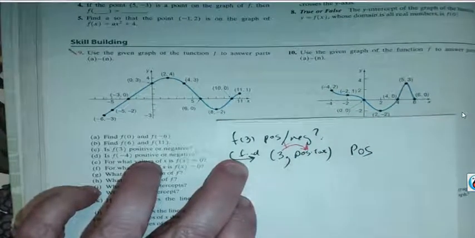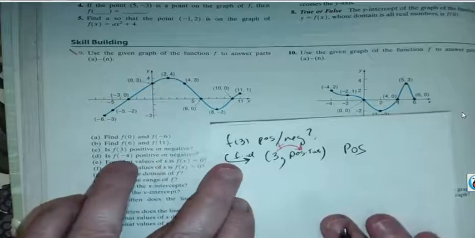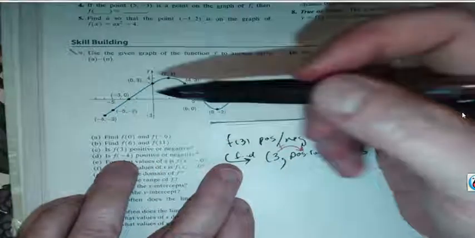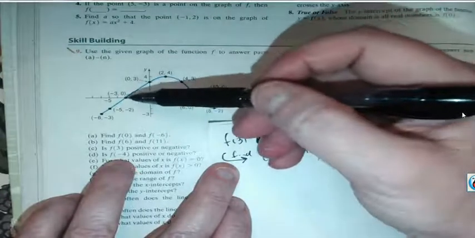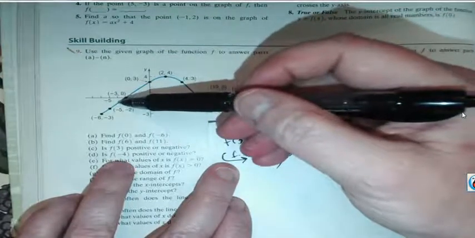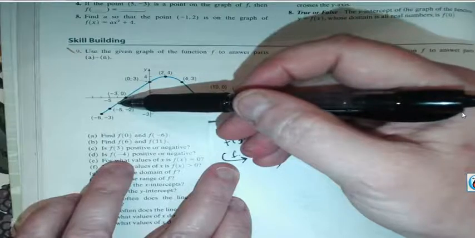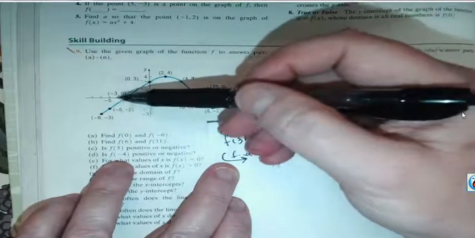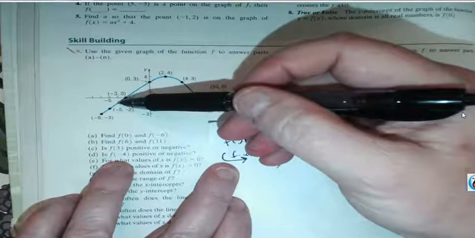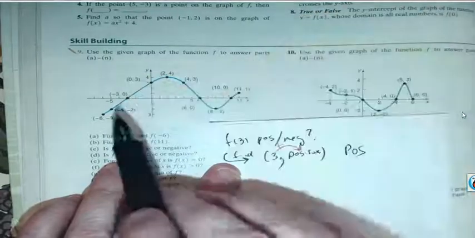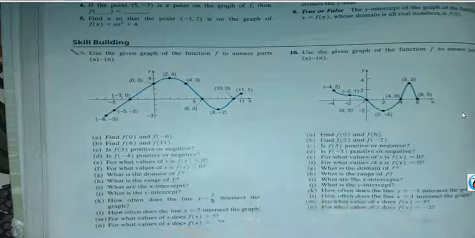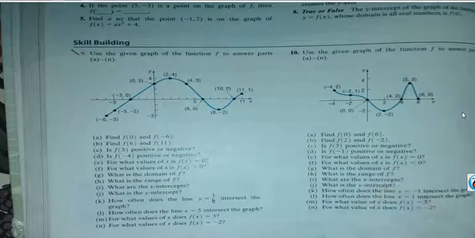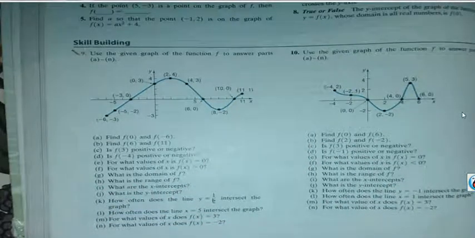Okay. So what is f evaluated at negative 4? You look for the point whose x-coordinate is negative 4. 1, 2, 3, negative 4. There it is. F maps the x-coordinate into that y-coordinate, and that y-coordinate is a negative number, so it's negative. Okay, so let's go on.